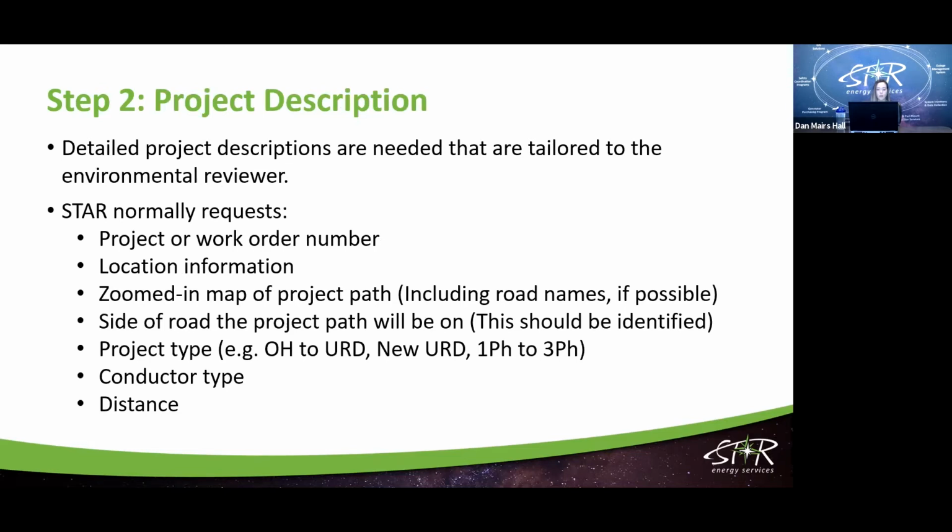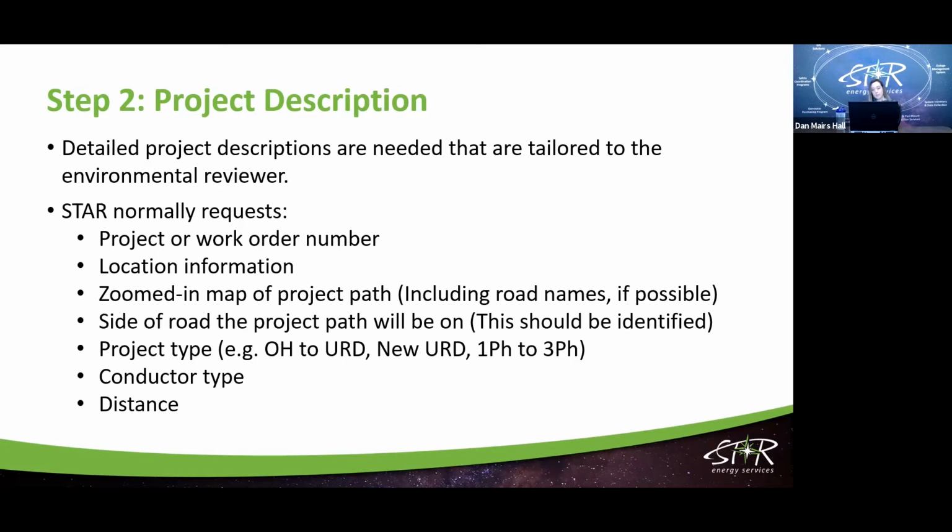Next thing we are looking for is a project description. So when you reach out to STAR and want us to do an environmental review on a project or a work order, it's really important to make sure we have all the information that we need to get started with it. Detailed project descriptions are needed that are tailored to the environmental reviewer. What we normally request is a project or work order number. So for minor and construction work plan projects, those would be your 200s, like 201, 202, 300 code projects would be like 301, 302, whatever the next one is in the sequence, or the work order number.